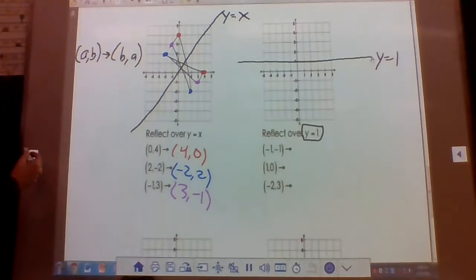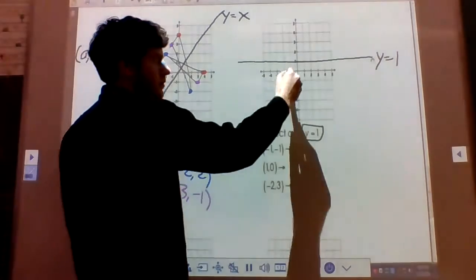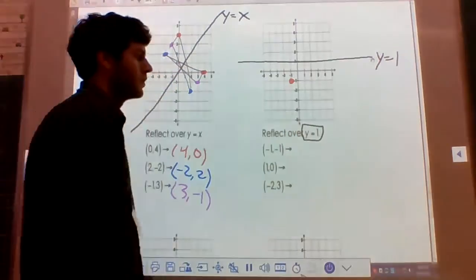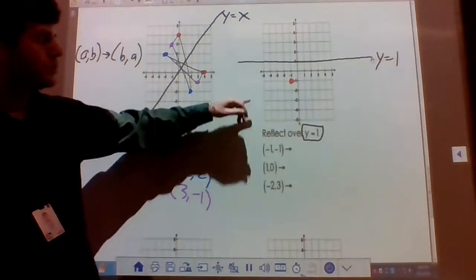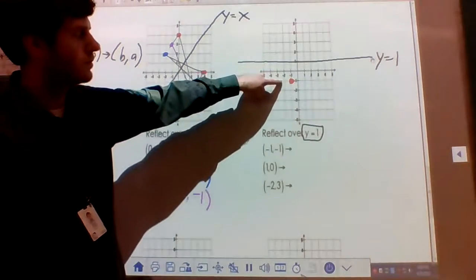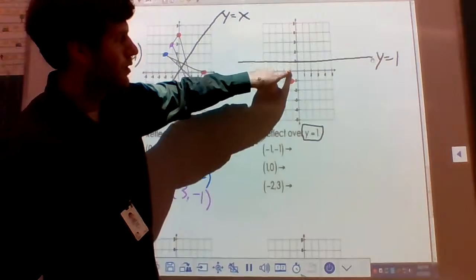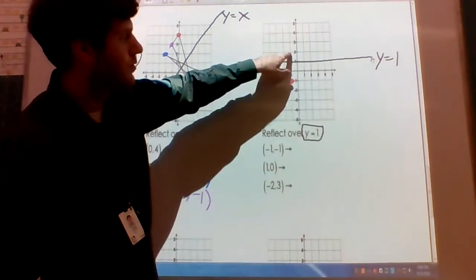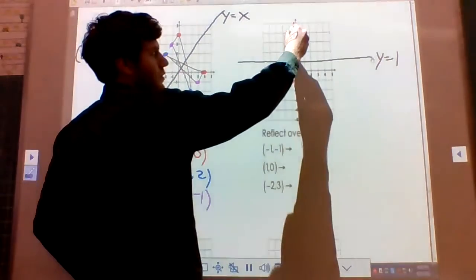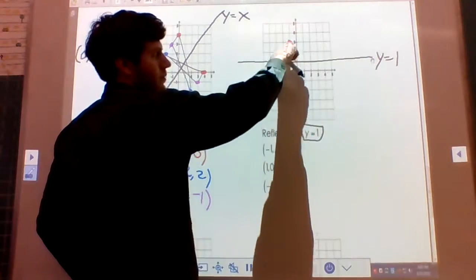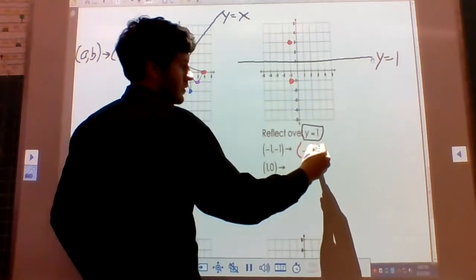Okay, so we look at our point, negative 1, negative 1. We notice that it is 2 units below the line y equals 1. So if we reflect it over, it's going to end up being 2 units above. So 1, 2, 2 units below, we need to flip it 2 units above, 1, 2. So that's going to become negative 1, positive 3.